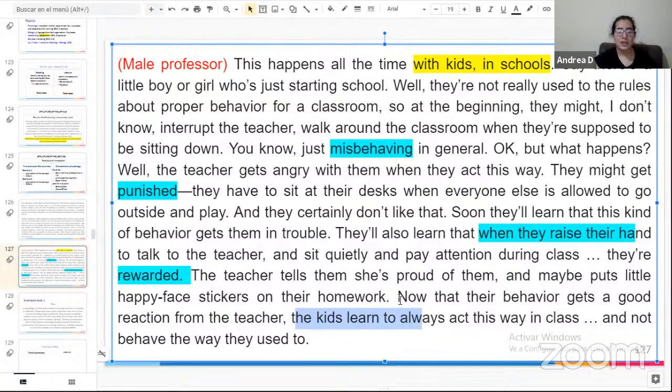Now, on the other hand, when they behave well, they raise their hand and stuff, they get rewarded or they get a happy face sticker, whatever. And finally, as a result or thus, they learn how to behave. So that's the action that they're going to repeat because based on the consequences, based on how the teacher reacts, they're going to tend to behave in the way that leads them to a positive reaction. So now that their behavior gets a positive or a good reaction from the teacher, they learn to act this way in class. So that's it.